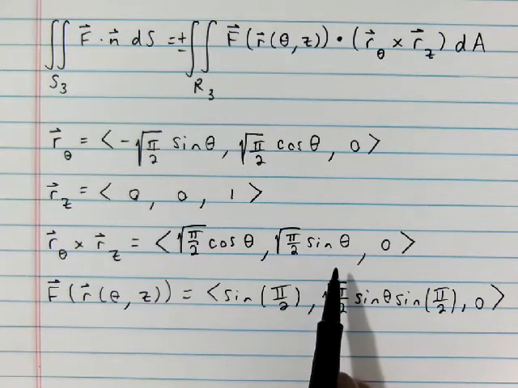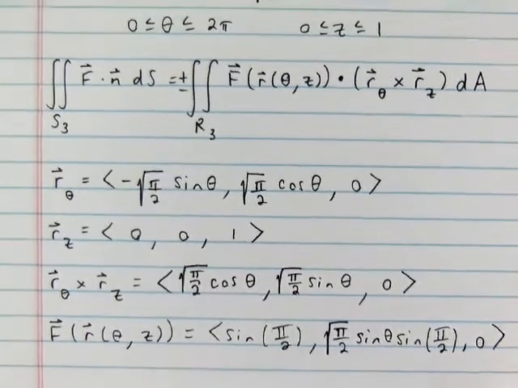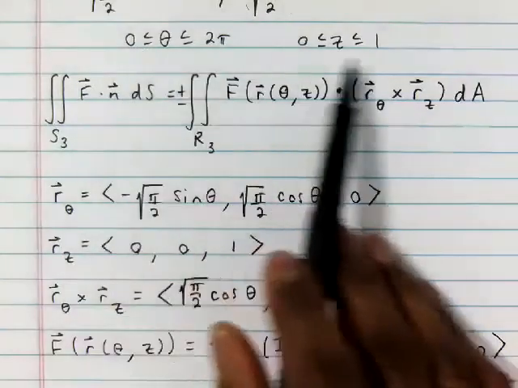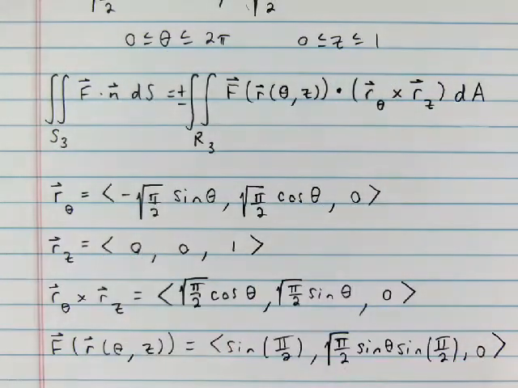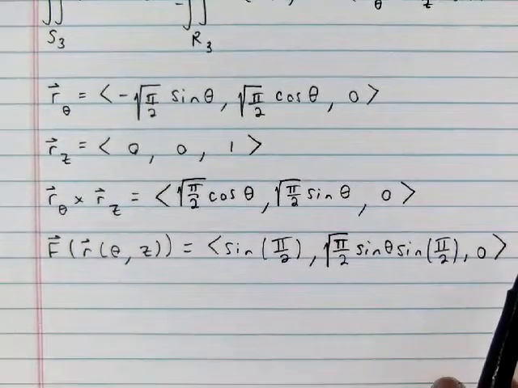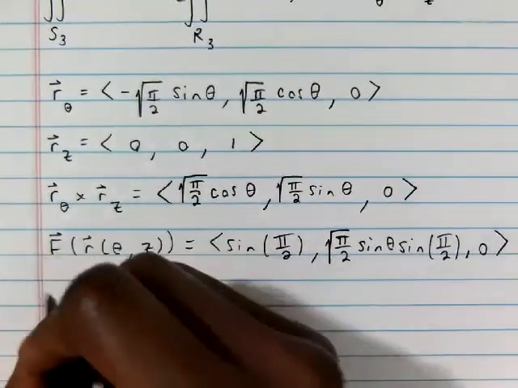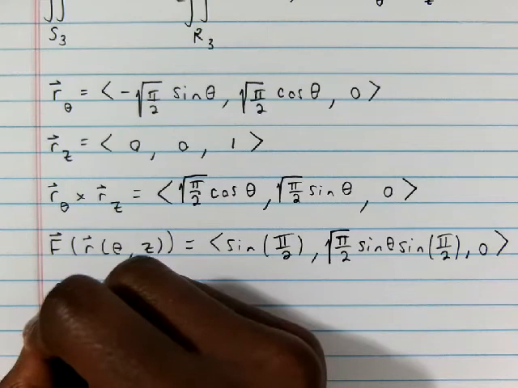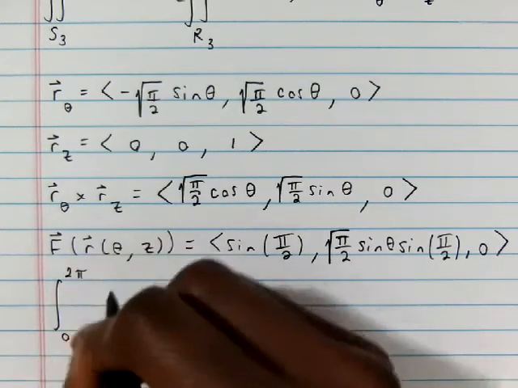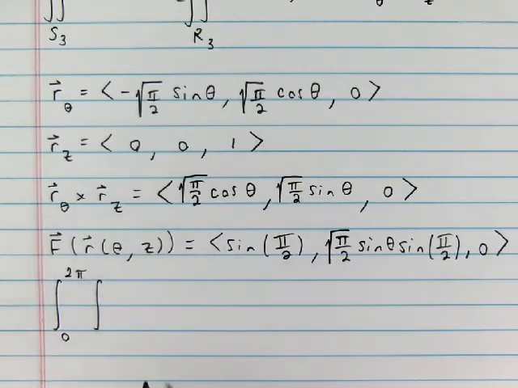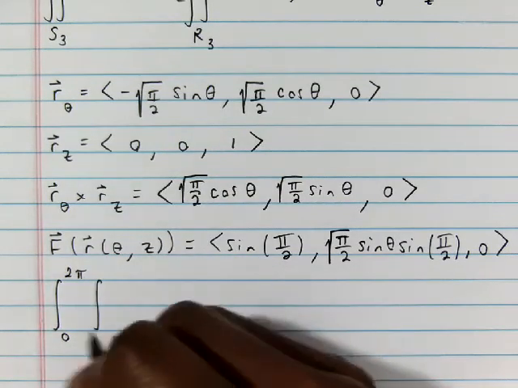And now what we're going to do is this dotted with this, and that's going to make up our integrand. And then we have our bounds for our integral right here. Theta is going to vary between 0 and 2 pi. Z is going to vary between 0 and 1. So now we have the integral from 0 to 2 pi and 0 to 1.